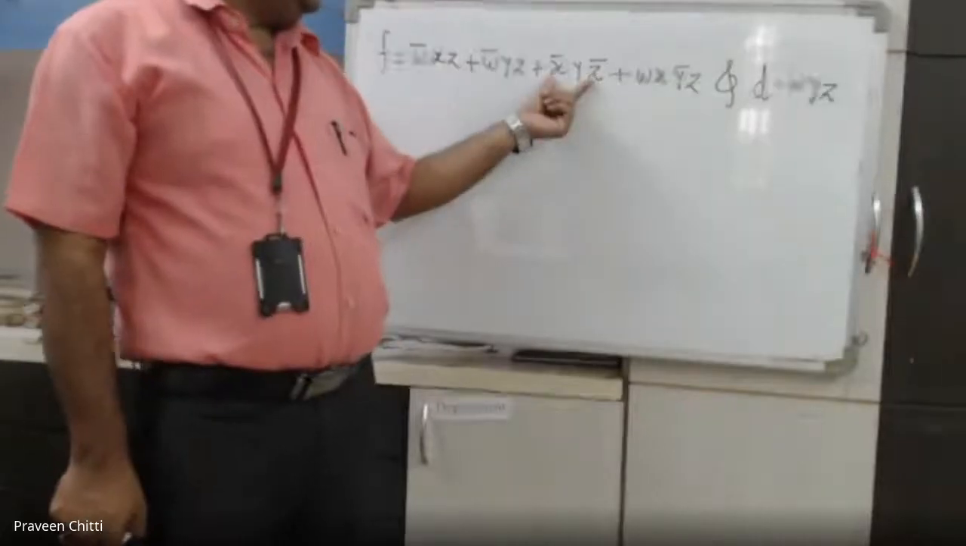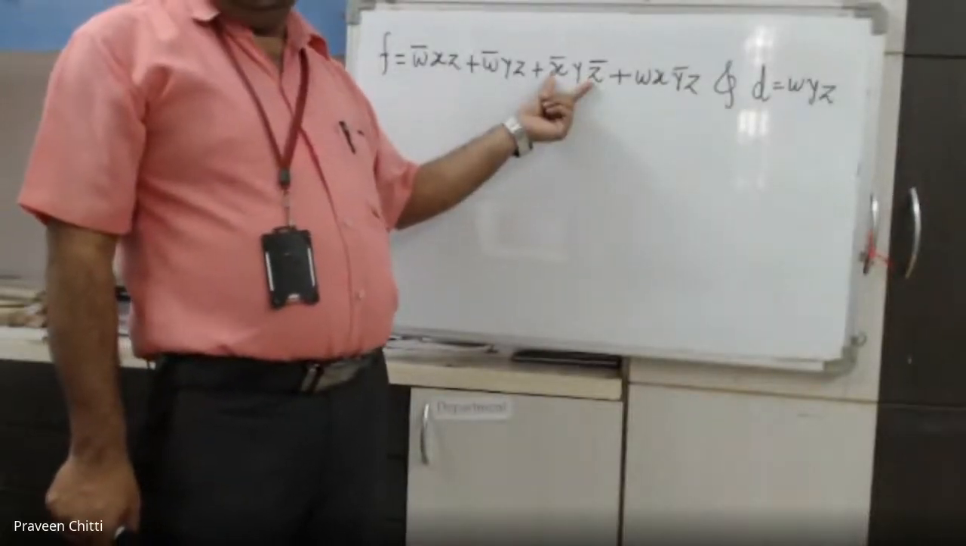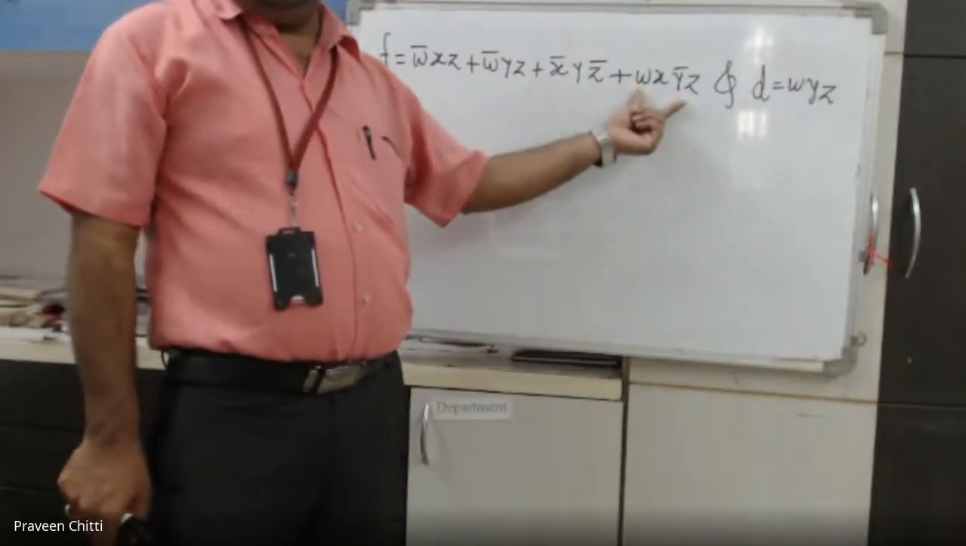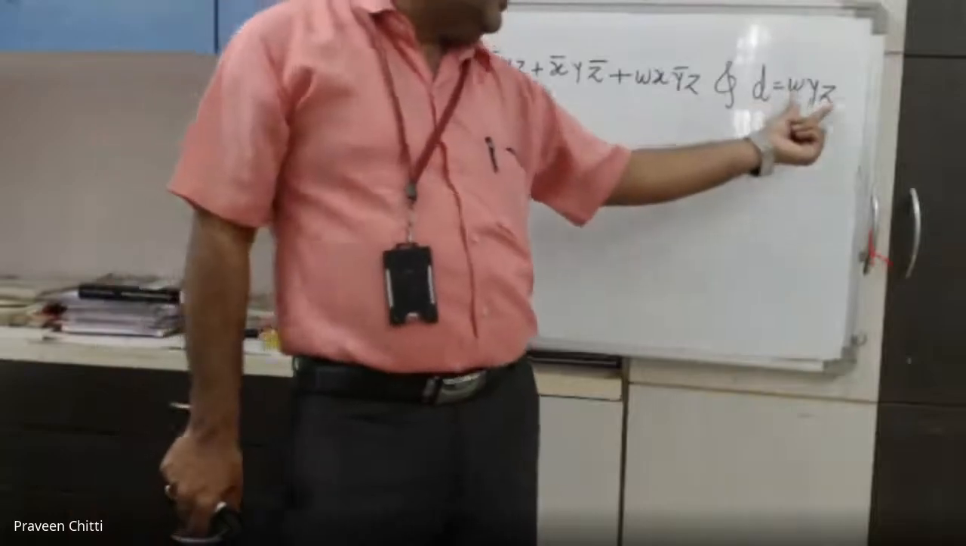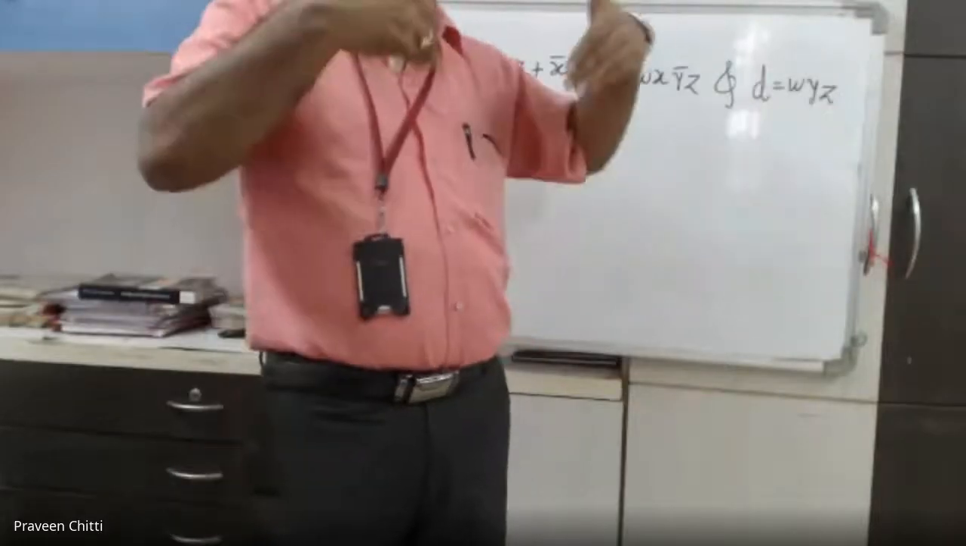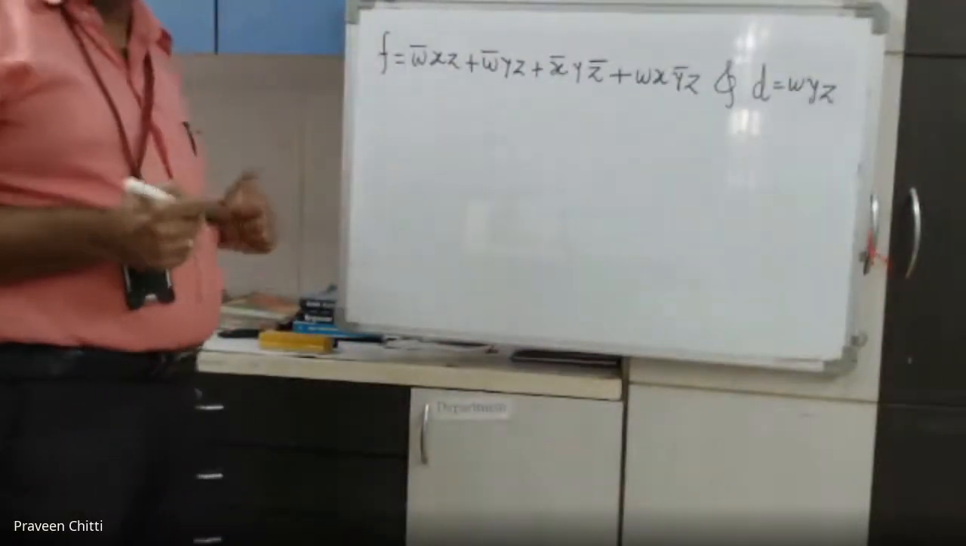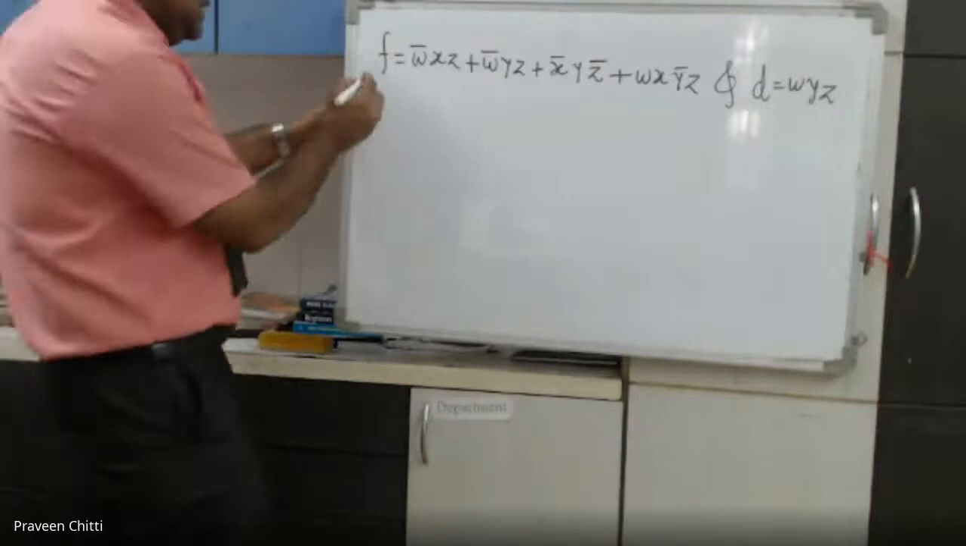Here, what is missing? W is missing. Here, all are there, nothing is missing. Here, X is missing. Here also X is missing. So how do you bring those missing terms? That is important, so I will tell it quickly.